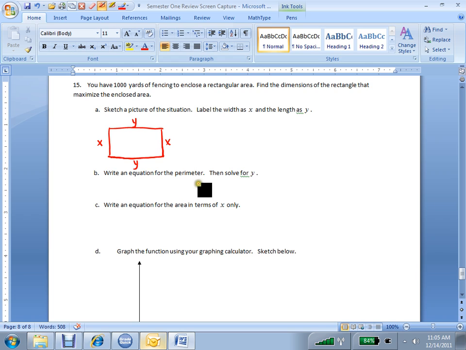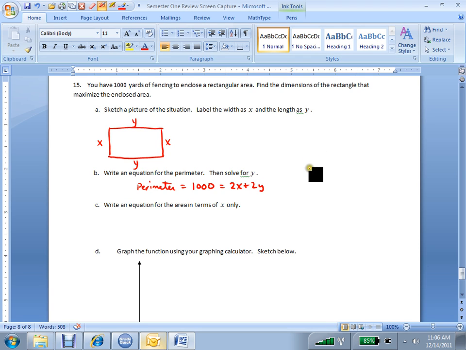And now I want to write an equation for the perimeter. Well, the perimeter has a total length that is equal to the length of the fencing. So it is 1,000. I also know from my sketch that there are 2 x's and 2 y's. So I've written the equation and now I'm going to solve this equation for y.